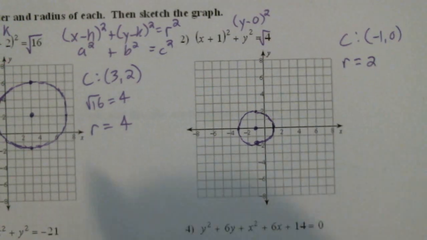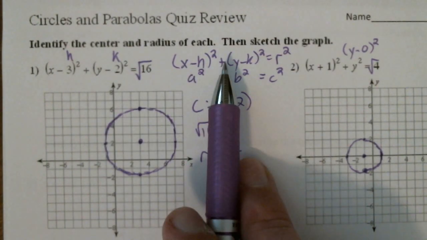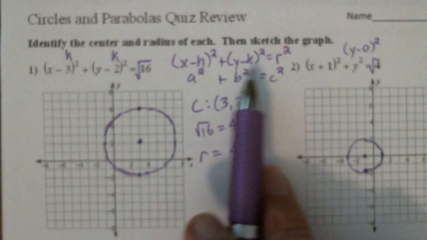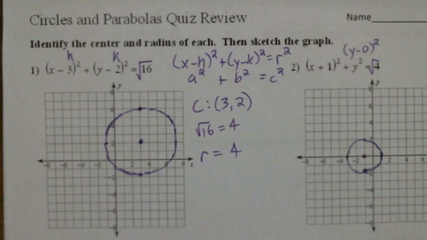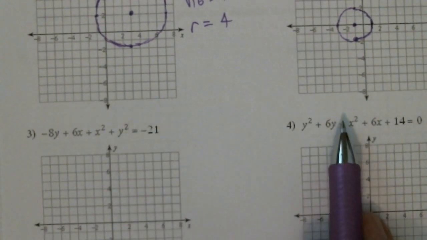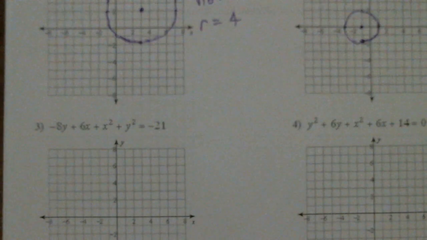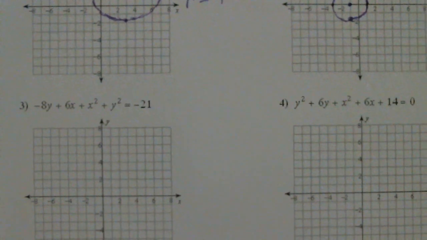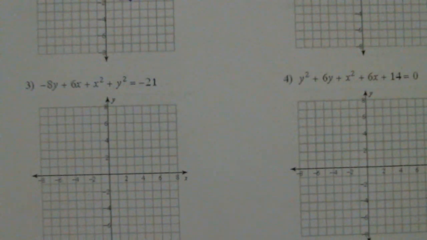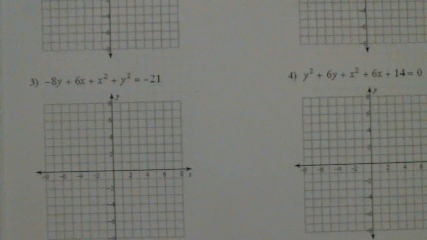Alright, now notice in number 1 and number 2, we are in standard form of the circle. We're in this form, (x minus h) squared plus (y minus k) squared equals r squared. However, look down at number 3 and number 4. We're not so lucky. We're not in this standard form. So to get into that standard form, I must do what? I must complete the square, and I must complete the square twice.